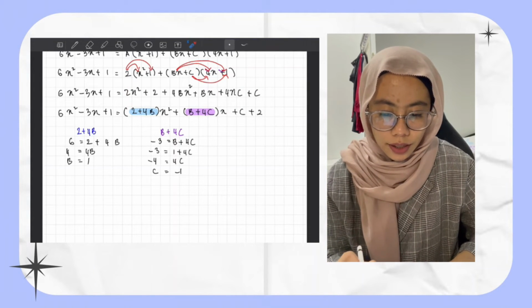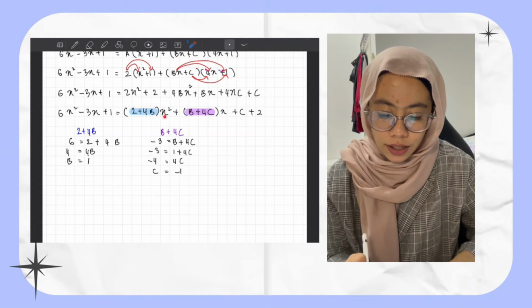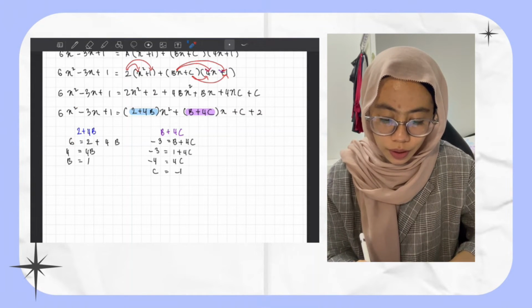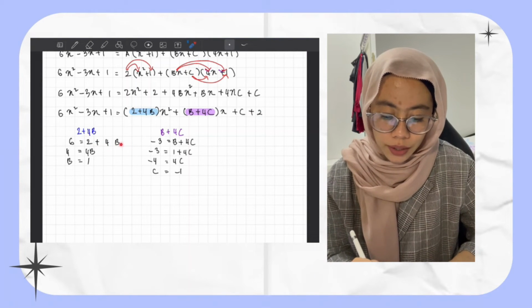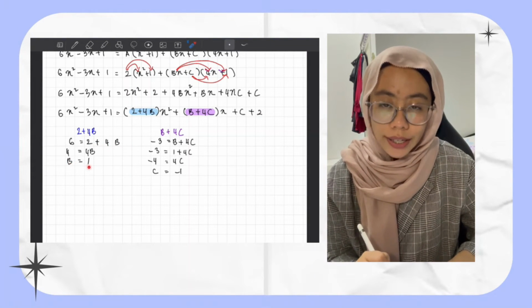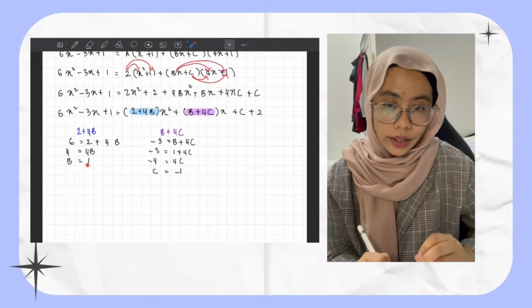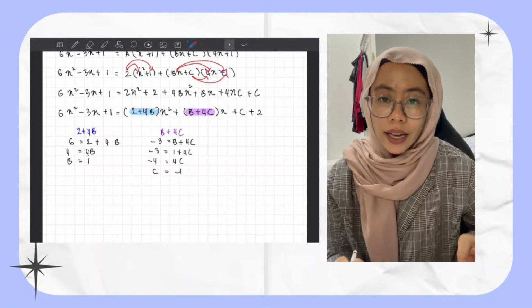So let's compare it. This is x power 2, and this is x power 2. So we take the 6 and compare it to this one in the bracket here, 2 plus 4b. So for b, we get the value b equal to 1. So we already got a and b.